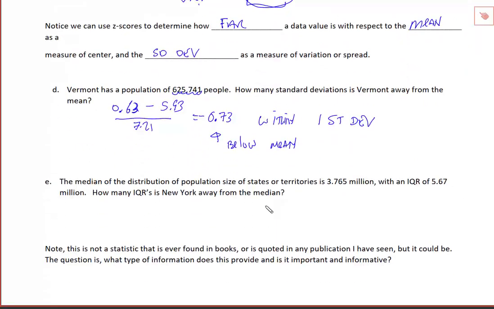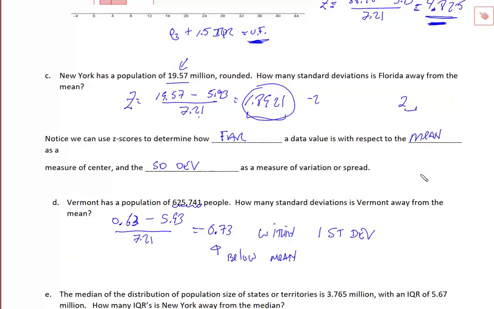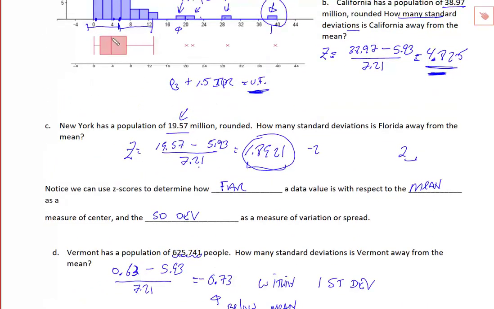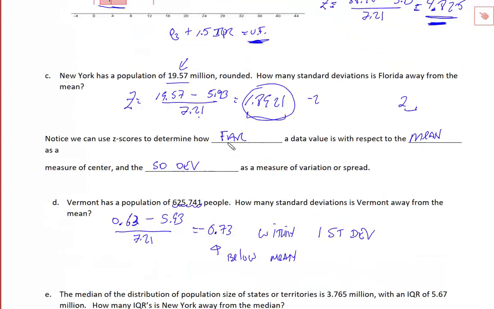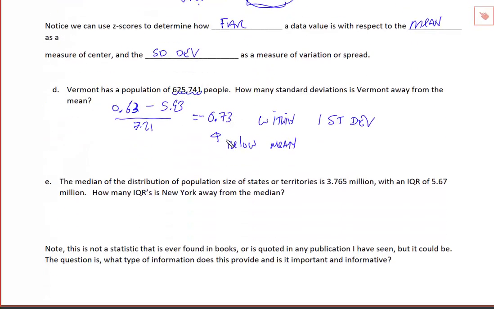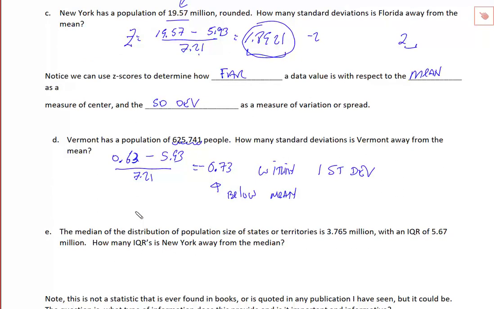So just to understand what a z-score is, I'm going to do the following. The median of the distribution of population size of territories is 3.675 and the IQR is 5.67 million. So again, the median is right here, and that IQR is the distance between Q3 and Q1. And notice we could ask the following question: how many IQRs is New York away from the median? So let's try this again, but this time with IQRs. Now, nobody does this, but you could.